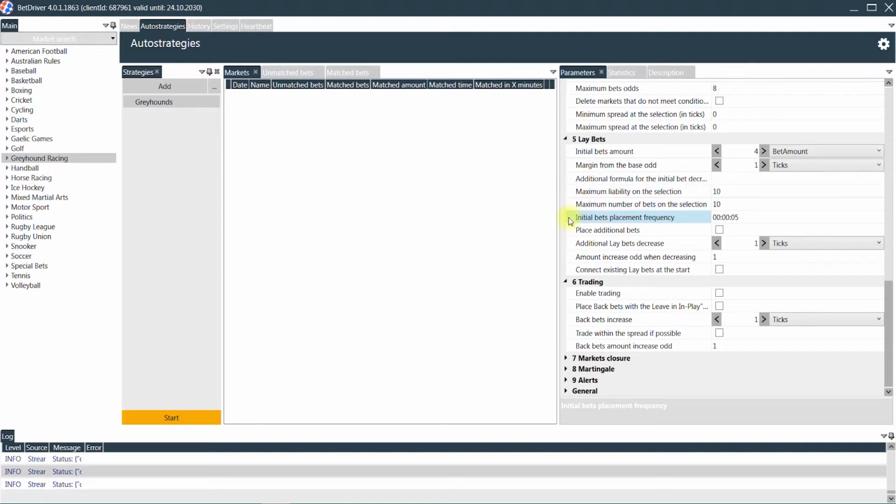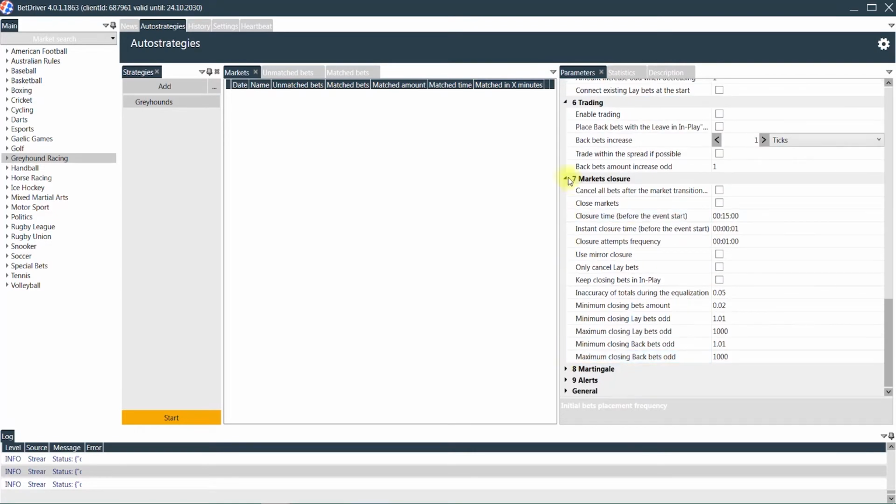The bet is placed after a specified pause, which is specified in the initial bet's placement frequency parameter. The program continues placing bets until it is time for the market's closure. If the closure parameter is necessary, then the program will cancel all bets and equalize the operation results for all selections for the specified time before the market starts.